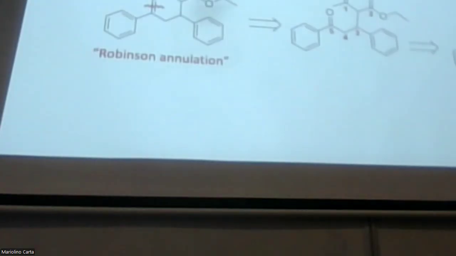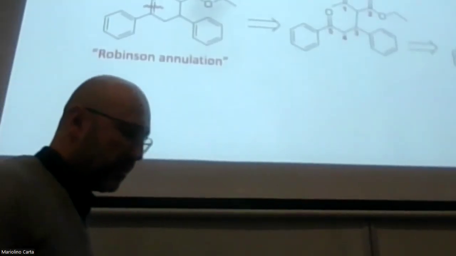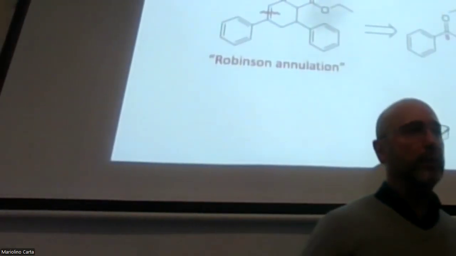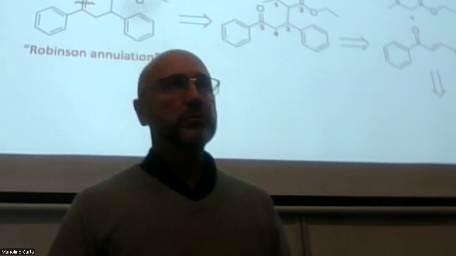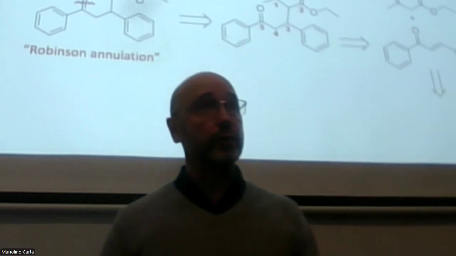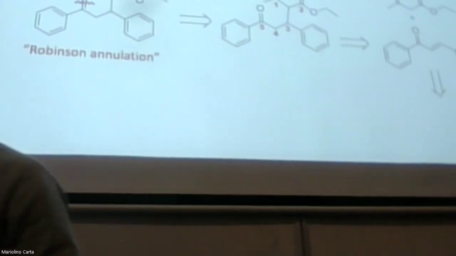And then you can keep disconnecting this one. In this case, you have different options. Either the double bond can come from another carbonyl which dehydrated, or in this case, you can easily also do it with Wittig reactions.